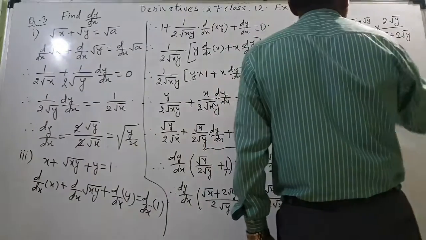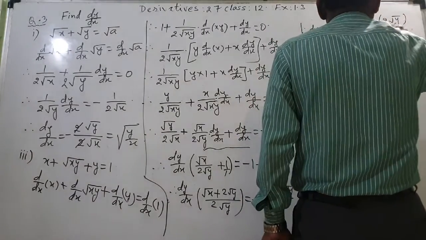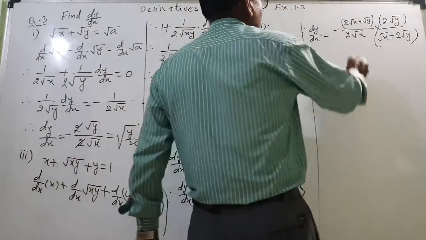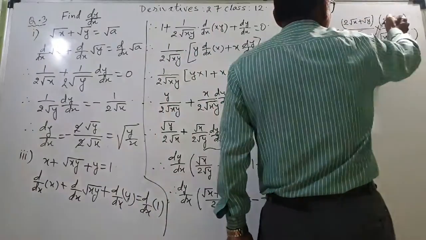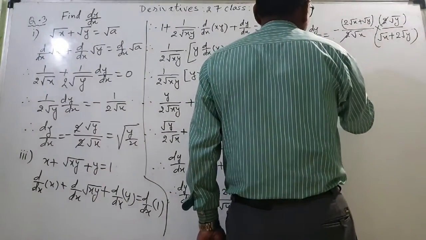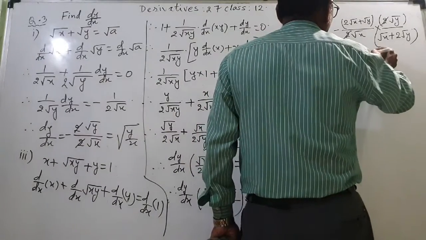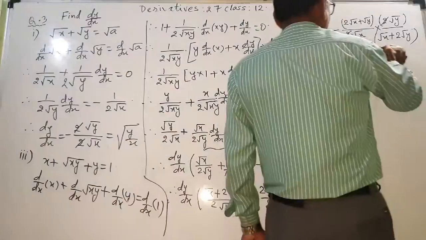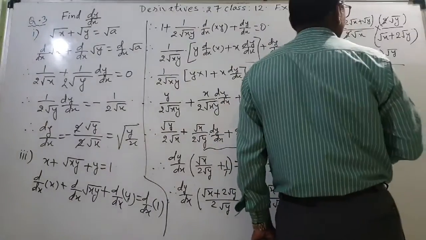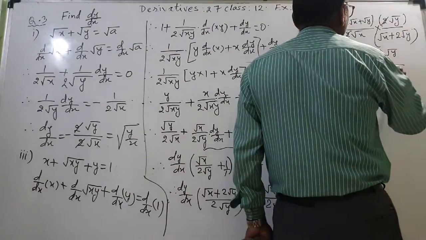So hope that you have understood this. So it is like this. Now these two and these two will get cancelled, this will remain. So dy by dx is equal to minus 2 root x plus root y into root y upon root x into root x plus 2 root y.